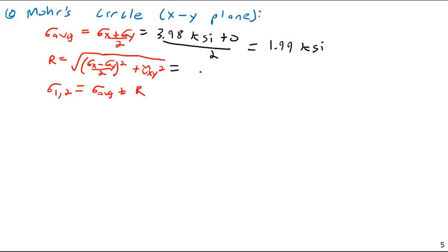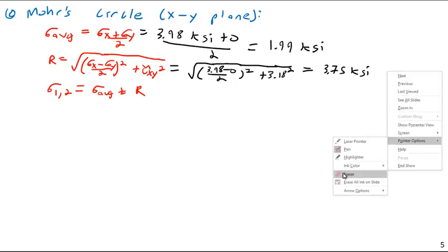All right, so let's get that. This is going to be the square root of 3.98 minus 0 over 2 squared plus 3.18 squared. And this will equal 3.75 KSI, which is also equal to tau max.